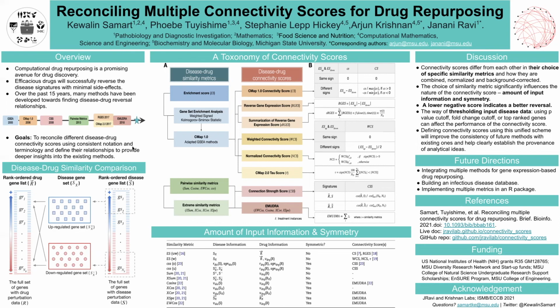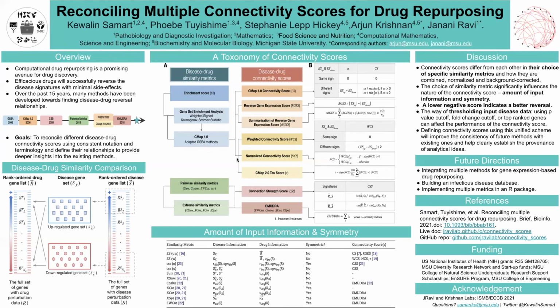The key concept of calculating a connectivity score is to find similarity between disease and drug gene expression profiles. In order to do that, we compare similarity between disease and drug profiles, starting with a rank-ordered disease gene list and a rank-ordered drug gene list. The disease-drug association can be determined based on position membership and gene expression value of disease genes that appear in the drug profiles. In the middle here, we have a taxonomy of connectivity scores.